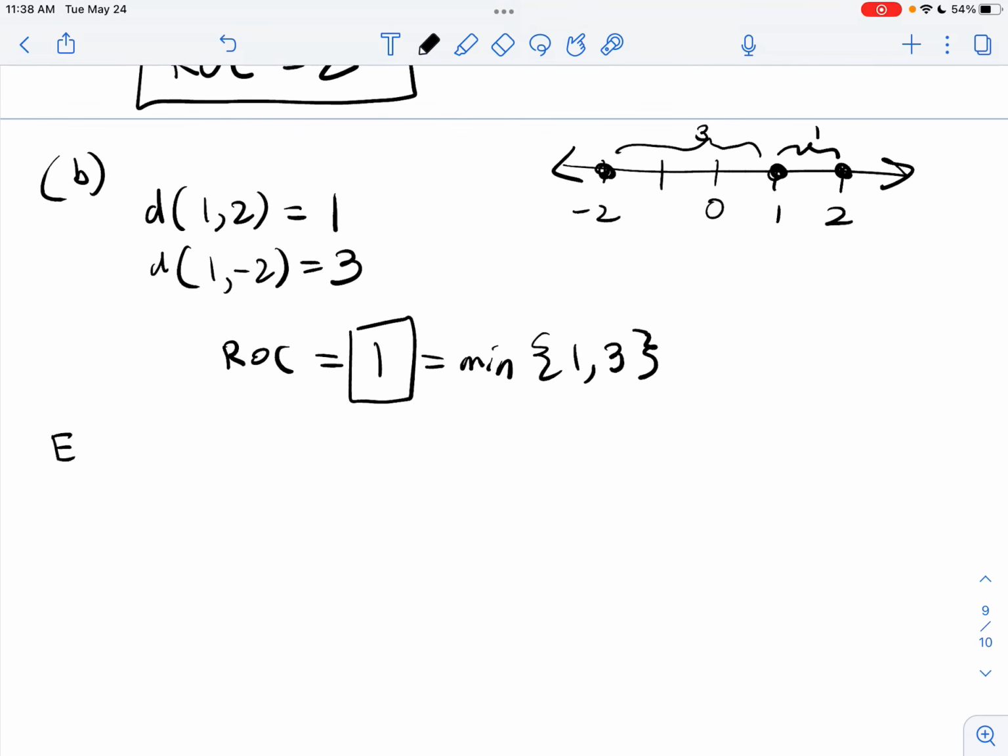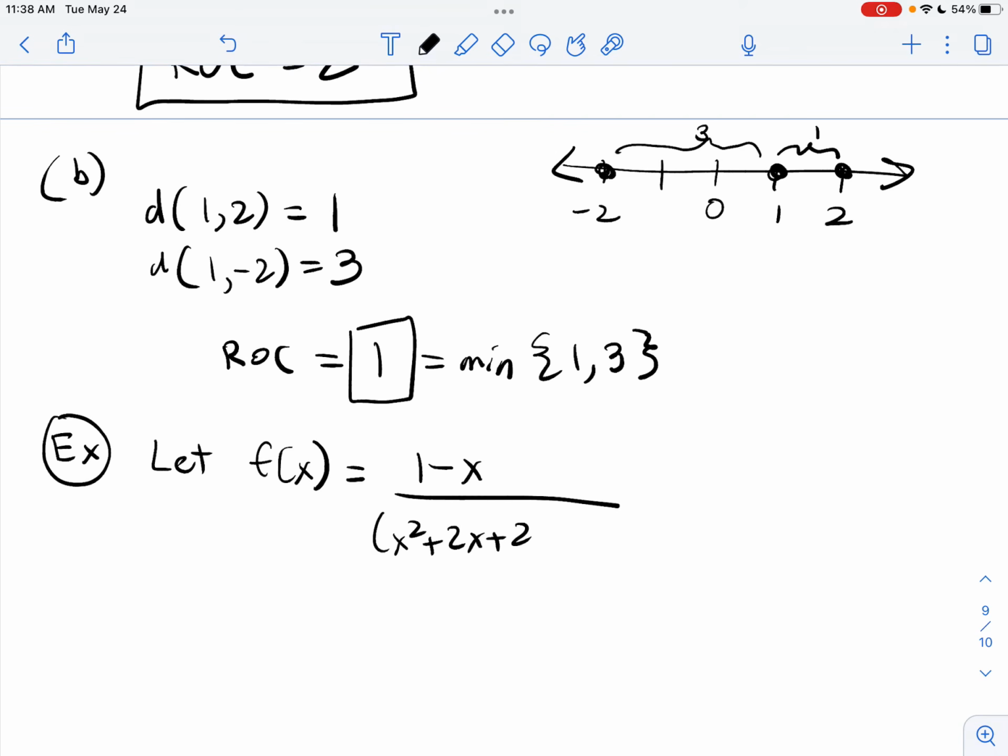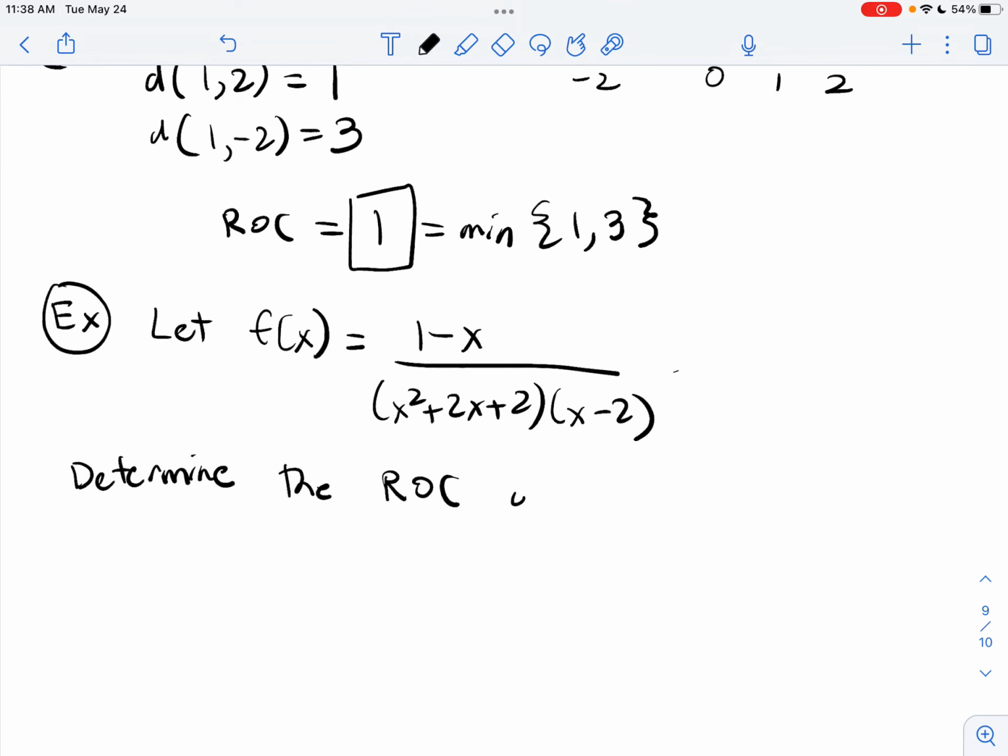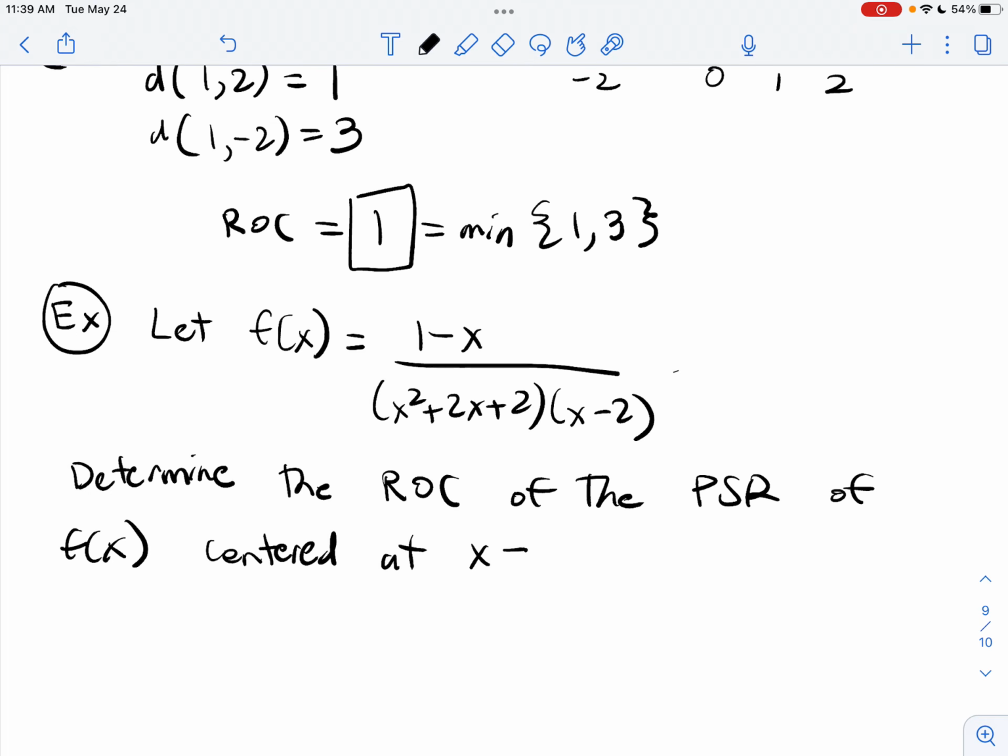Okay, let's do another example. This one will be more interesting because it will utilize some complex numbers. So I want us to let f of x equal 1 minus x over x squared plus 2x plus 2 times x minus 2. And I want us to determine the ROC of the PSR of f of x centered at x equals 0.